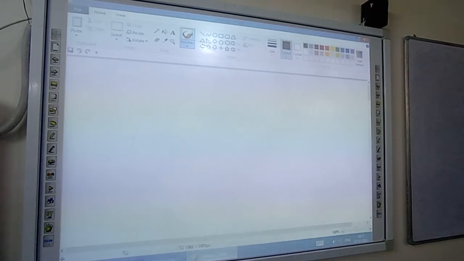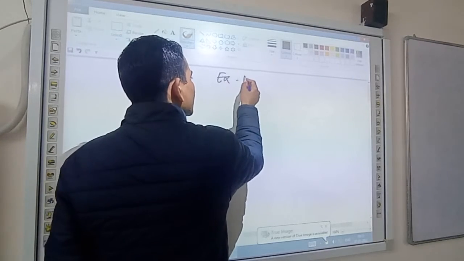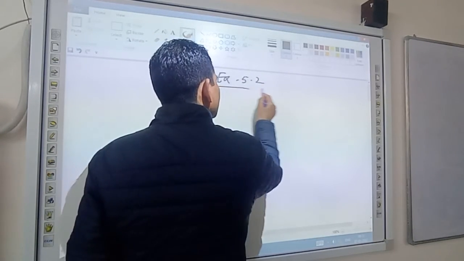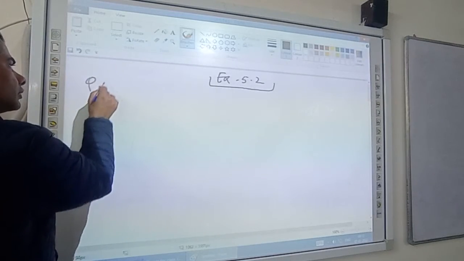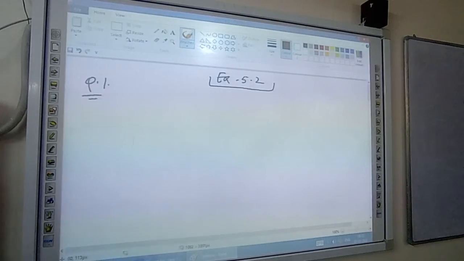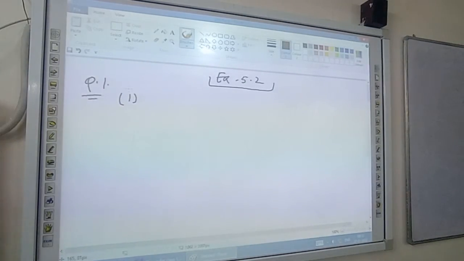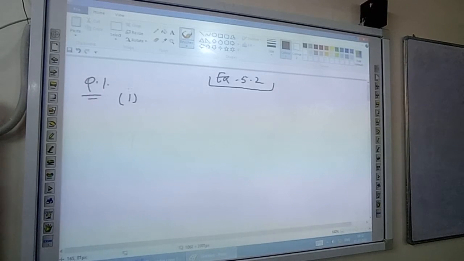Today, exercise 5.2. Question number 1, first part. Fill in the blanks in the following table. Given that A is the first term, D is the common difference, and An is the nth term of the AP. A is the first term.